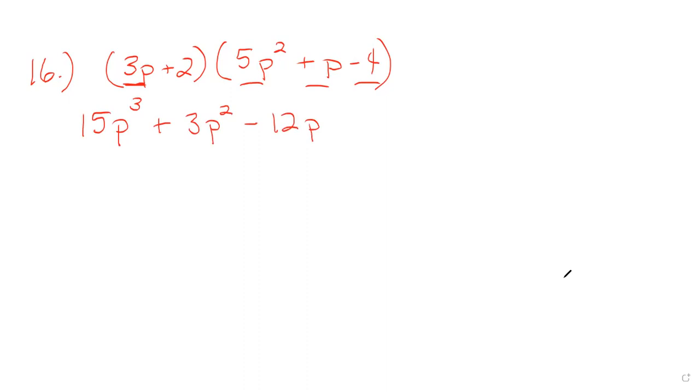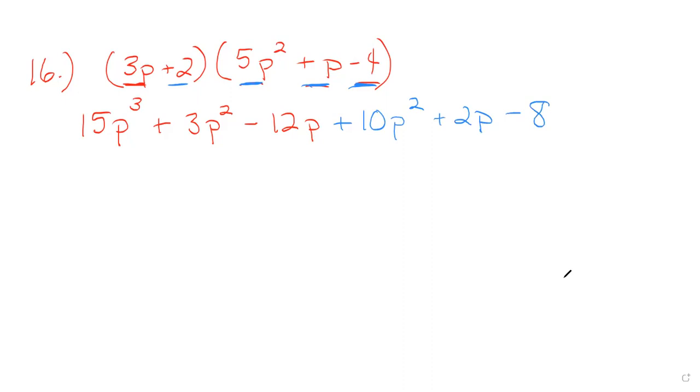Let me switch to a different color. Let's go back to blue. I'm going to take this positive 2 now, and give it to all three terms in that second set of parentheses. So positive 2 times 5p squared is going to give me a positive 10p squared. And then positive 2 times positive p is a positive 2p. And then positive 2 times negative 4 is a negative 8.